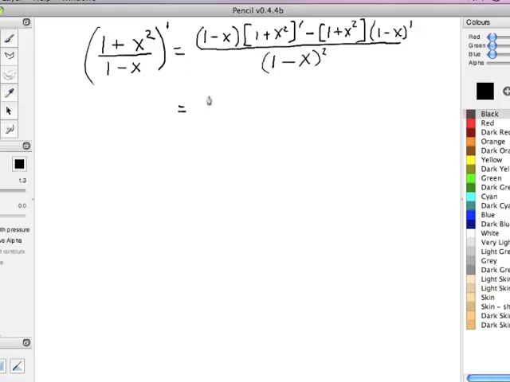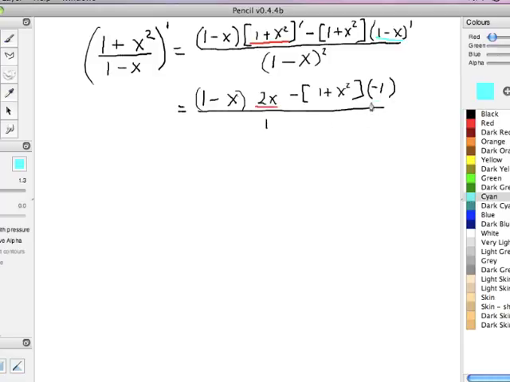Okay, so figuring out the top, we have 1 minus x. Then we have to do this, right? We have to take the derivative of 1 plus x squared, which is 2x. That's just using the power rule. Then we are subtracting 1 plus x squared, and I move pretty freely from brackets to parentheses. I hope there's not too much confusion there. Now we have to take the derivative of 1 minus x, that is negative 1, all over 1, and let me put that in blue, (1 minus x) squared.